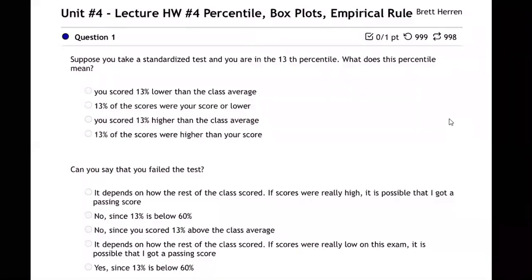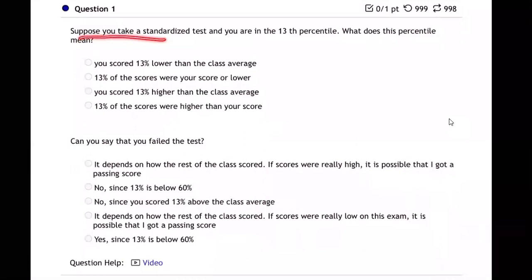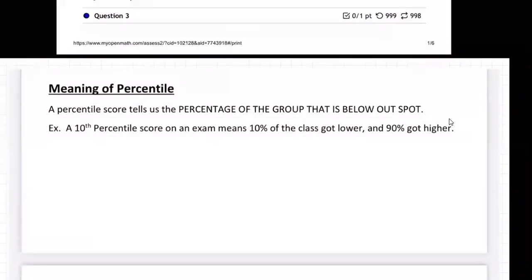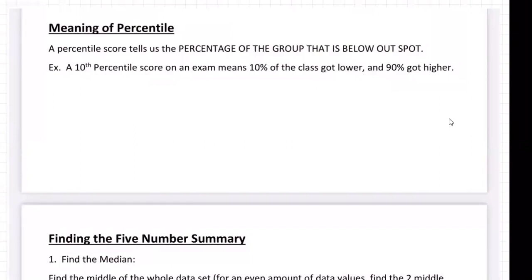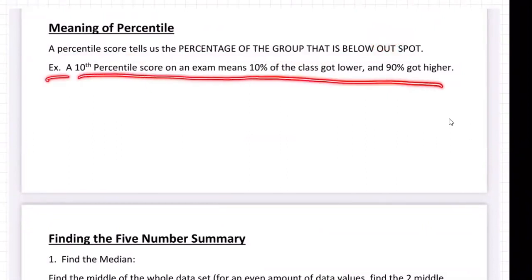Okay, so on this question, it's saying, suppose you take a standardized test and you are in the 13th percentile. So what does this percentile mean? What is the meaning of that? Well, if you go to the notes, here's the exam 4 notes, and I said the meaning of percentile. The percentile score tells us the percentage of the group that is below, that should say our spot. I'll have to fix that. So for example, a 10th percentile means 10% of the class got lower, 90% got higher.